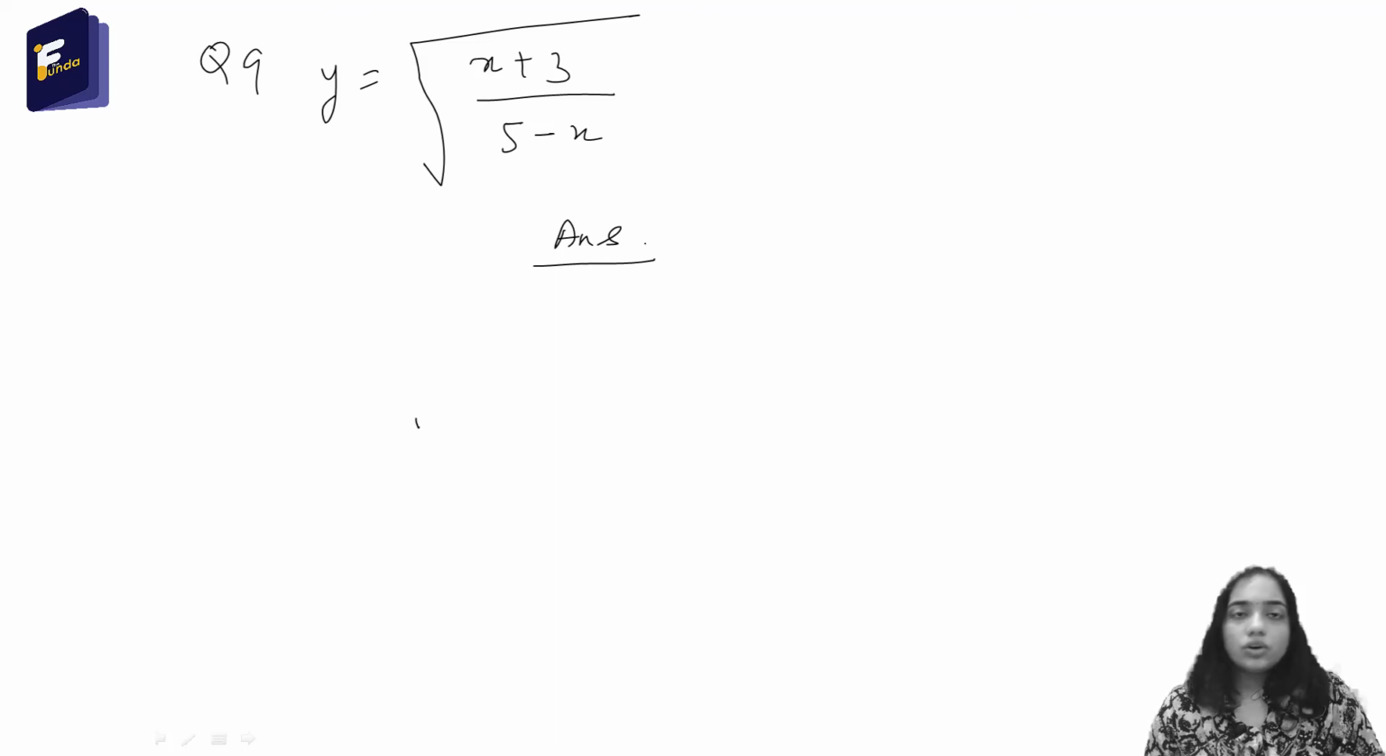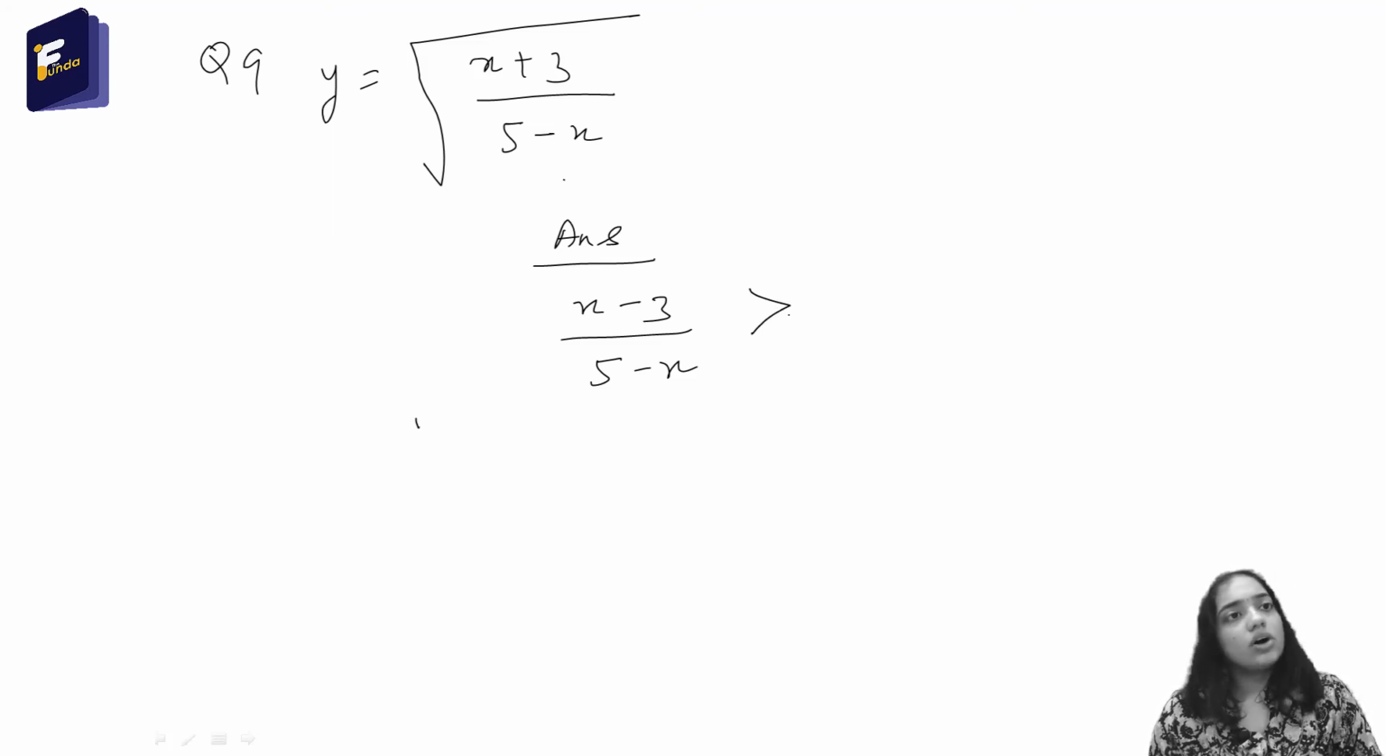For domain, this is a function which is having a square root. So the value inside the square root should always be positive. It cannot be negative. So what is the value inside the function? It is (x plus 3) by (5 minus x). So this should be greater than or equal to 0.